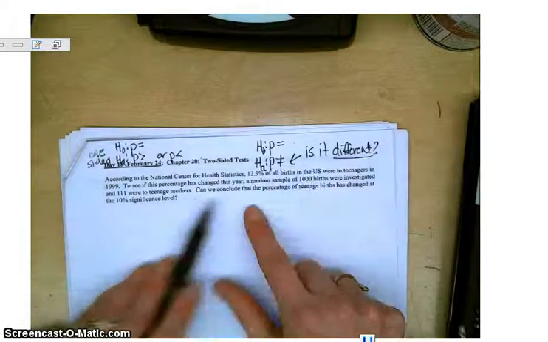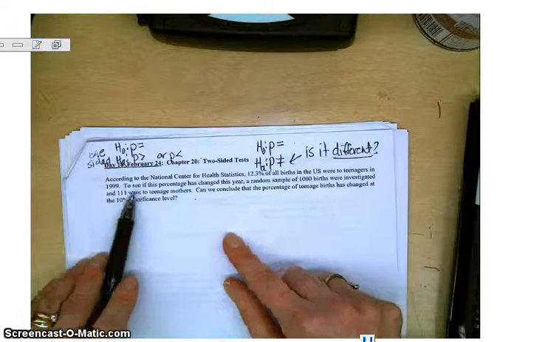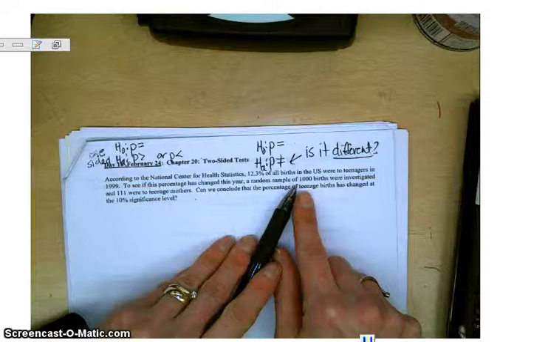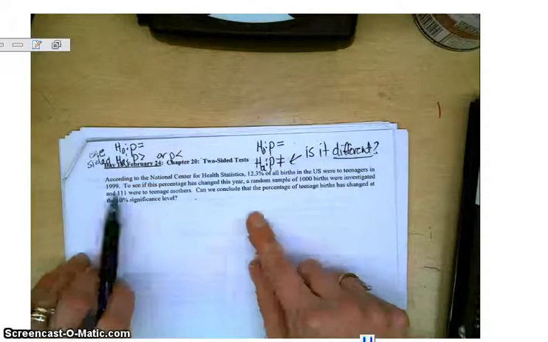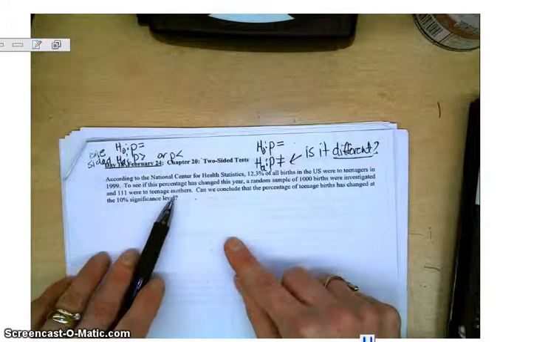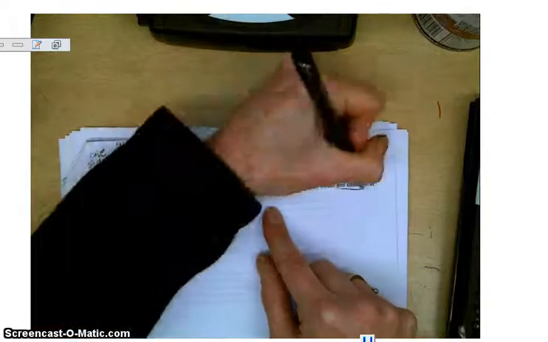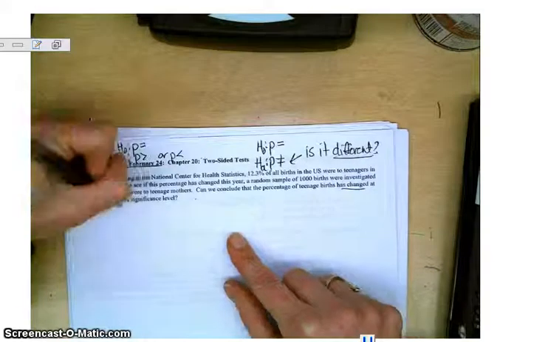were to teenagers in 1999. So to see if this percentage has changed this year, a random sample of 1,000 births were investigated and 111 were to teenage mothers. Can we conclude that the percentage of teenage births has changed at the 10% significance level?